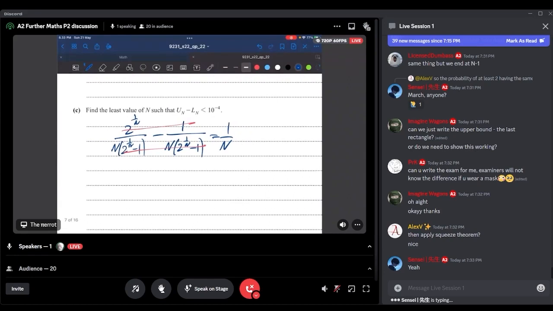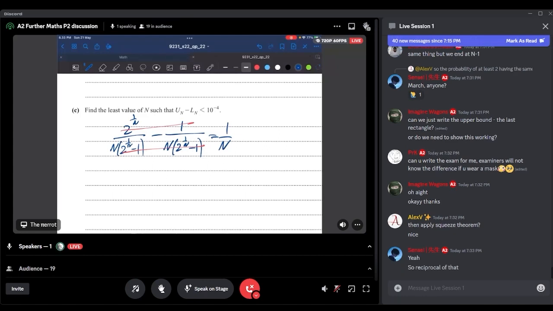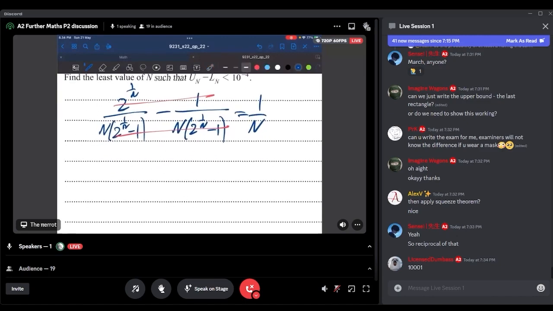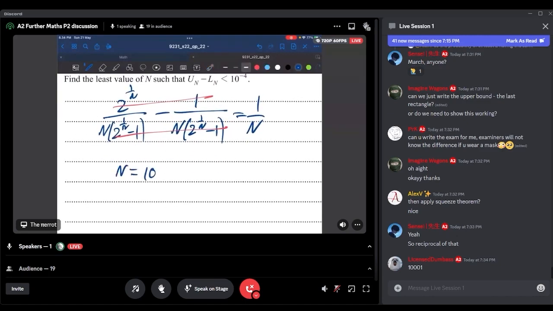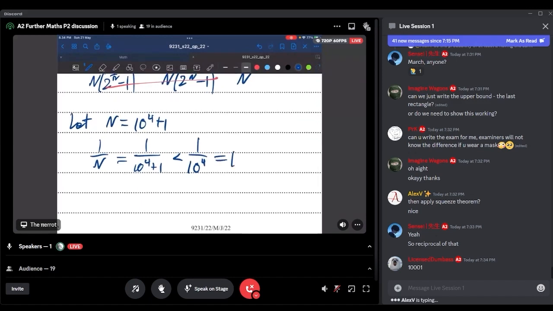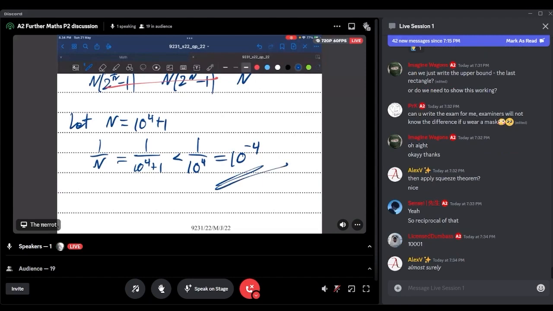So what should n be so that this thing is less than 10 to the power of minus 4? The reciprocal of that, yeah, sure. But it's a strict inequality right here, so we need something larger. So that means we just have to let n be 10 to the power of 4 plus 1, yeah? So 1 over n is 1 over 10 to the power of 4 plus 1. This is surely less than 1 over 10 to the power of 4. For sure, yeah? And so we have our result. Almost surely. Okay.